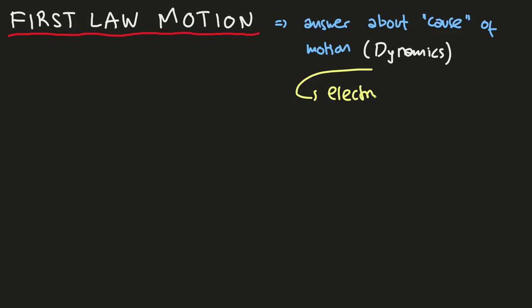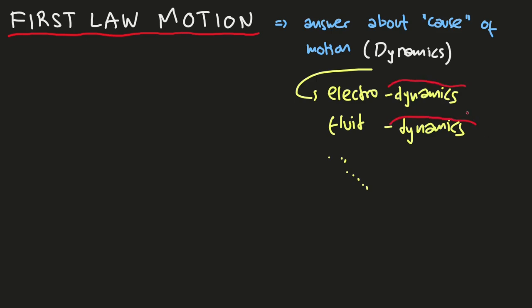So in the future, if you find something like electrodynamics, it means the phenomenology of motion because of an electric or magnetic field, and so on. For fluid dynamics, it explains the cause of the fluid's motion itself.